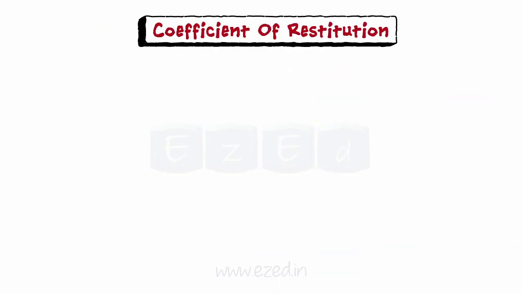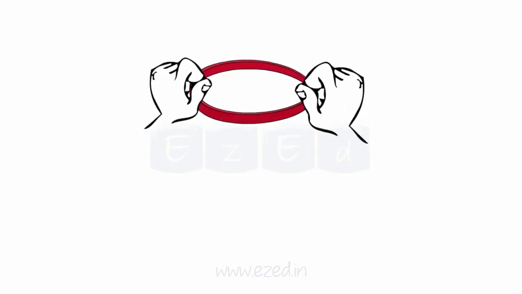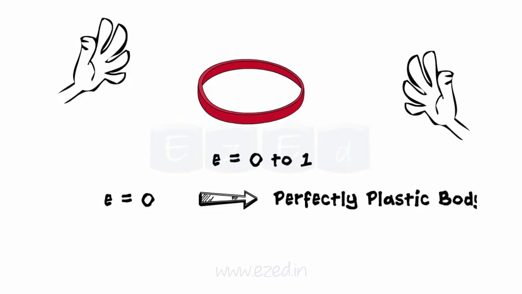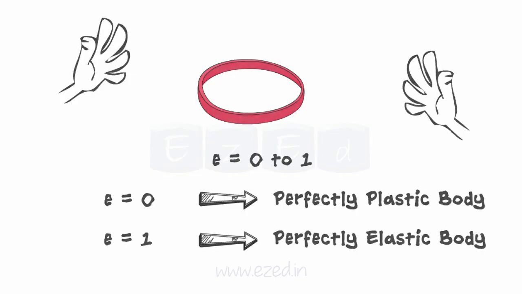Coefficient of restitution shows the nature of the body. Restitution is defined as the ability to restore to its original shape and size. The value of coefficient of restitution varies from 0 to 1. If E equals 0, the body is referred to as a perfectly plastic body. If E equals 1, the body is referred to as a perfectly elastic body.